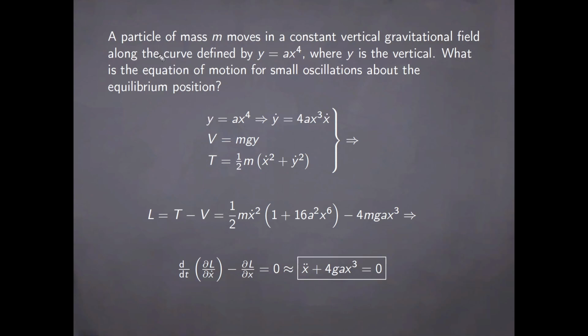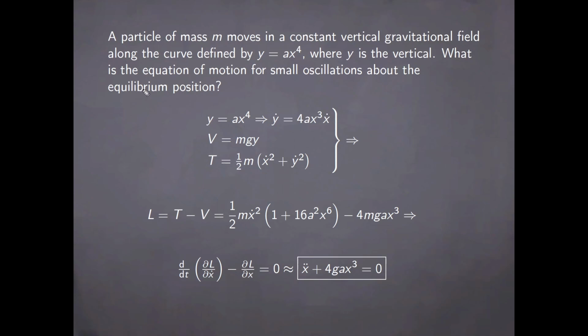So let's assume that we have a particle of mass m that moves in a constant vertical gravitational field along the curve defined by this formula. So y being equal to some constant a times x to the 4th power, where y is the vertical direction.